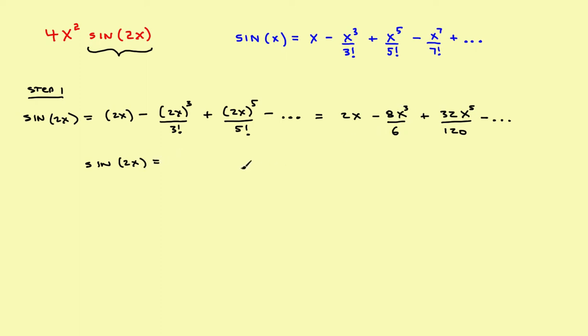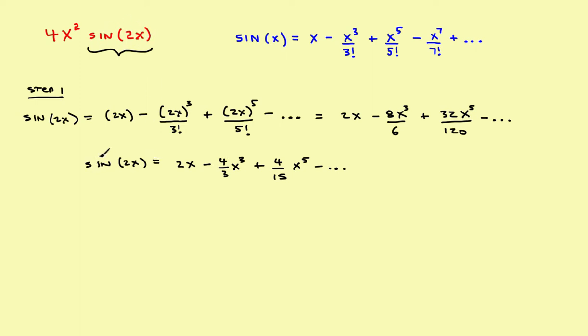We'll simplify these if we can. So I've got 2x, then minus, and this one's going to become 4/3 x cubed, and then plus, and if you simplify 32 over 120, you'll get 4/15. So 4 over 15, x to the 5th, and then minus dot, dot, dot. Okay, so that gives you the sine of 2x, so now you know what this is.